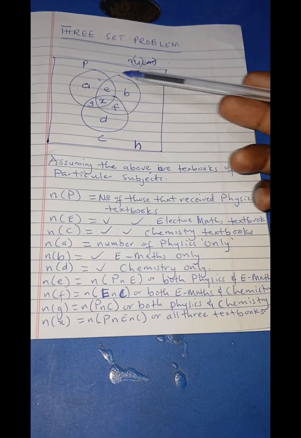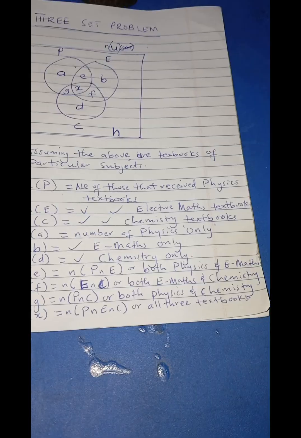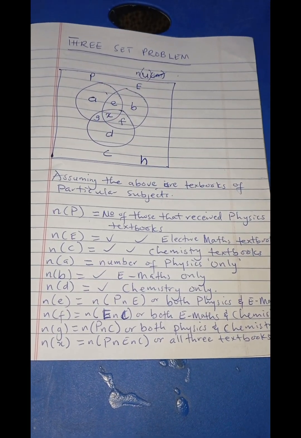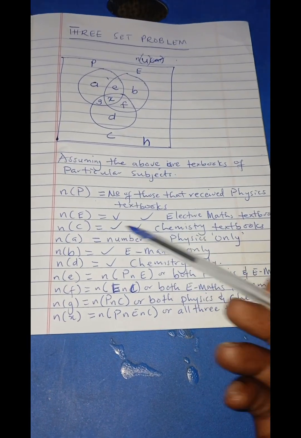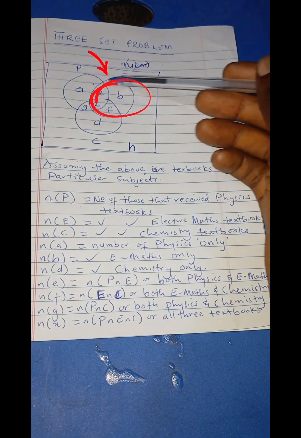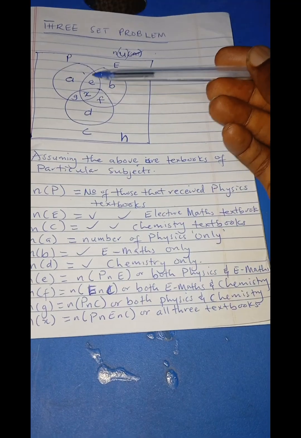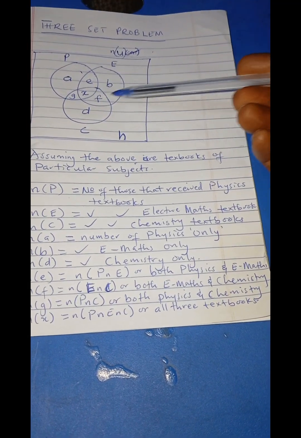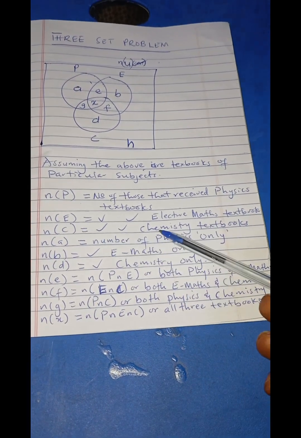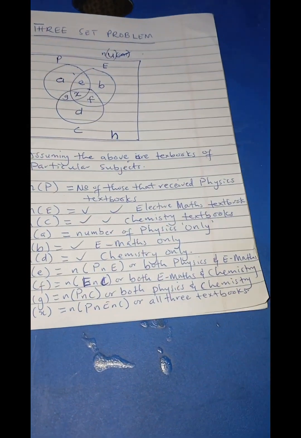N of P. Where you see P, that tells us it is the number of those that received physics textbooks. This whole circle depicts the number of students that received physics textbooks. The number of students that received elective mathematics textbooks is this entire circle, everything within this circle. The fact that this circle is the number of P and there are some elements that are also here doesn't mean that they are not part of E. I'll explain that when we get to both. N of C gives us the number of chemistry textbooks given out. So this is our number of C, the textbooks given out.